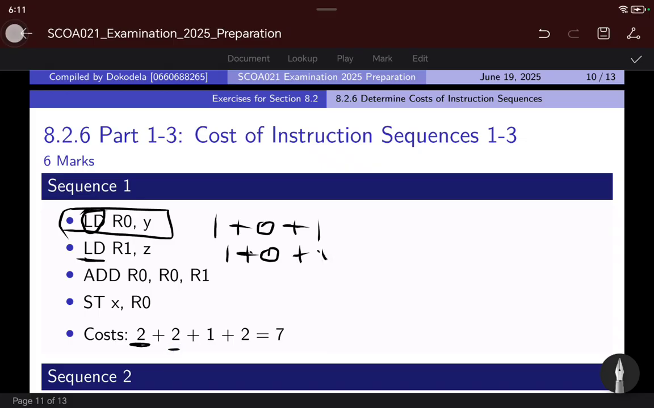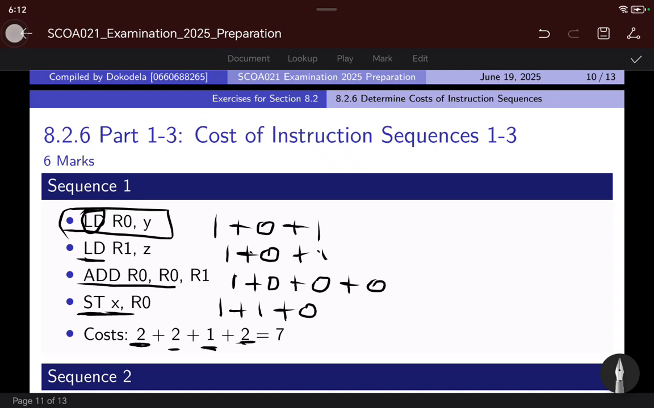We have 2 there. Then when we come to this one, we have add, which is 1. We have register 0, which is 0, register 0 again, which is 0, register 1, which is 0. Then the cost here is 1. Then when we come to this one, store is 1, x is 1, then register is 0, then that is 2. So when we add the cost there, it's going to be 7. I'm sure we do get this right. If you have any question, you can ask based on the first part. Then if not, yeah.